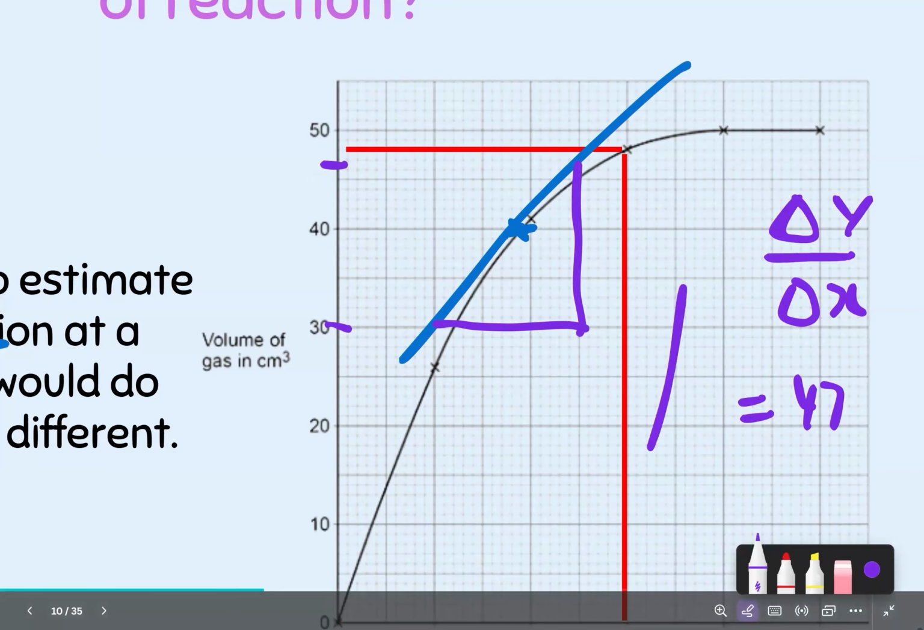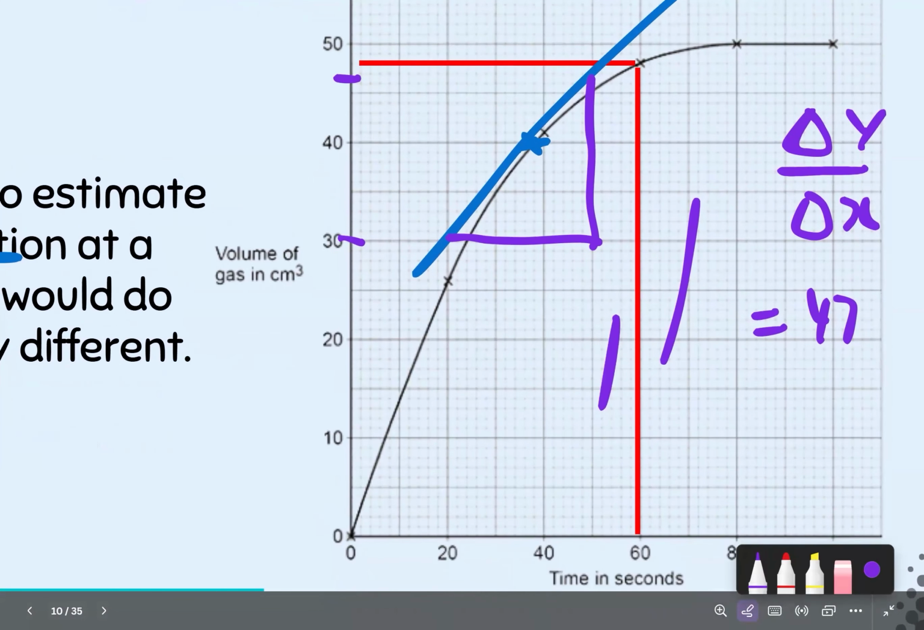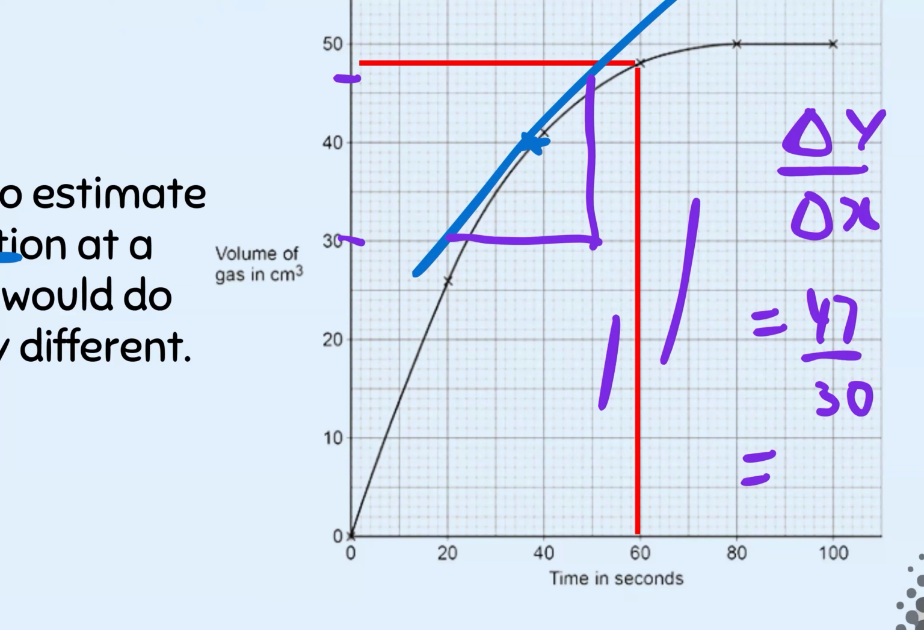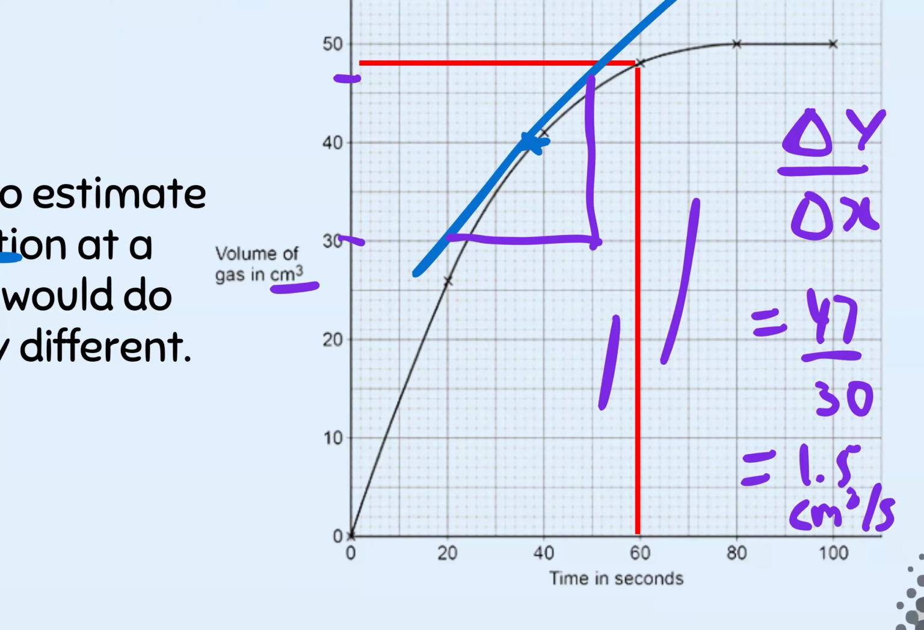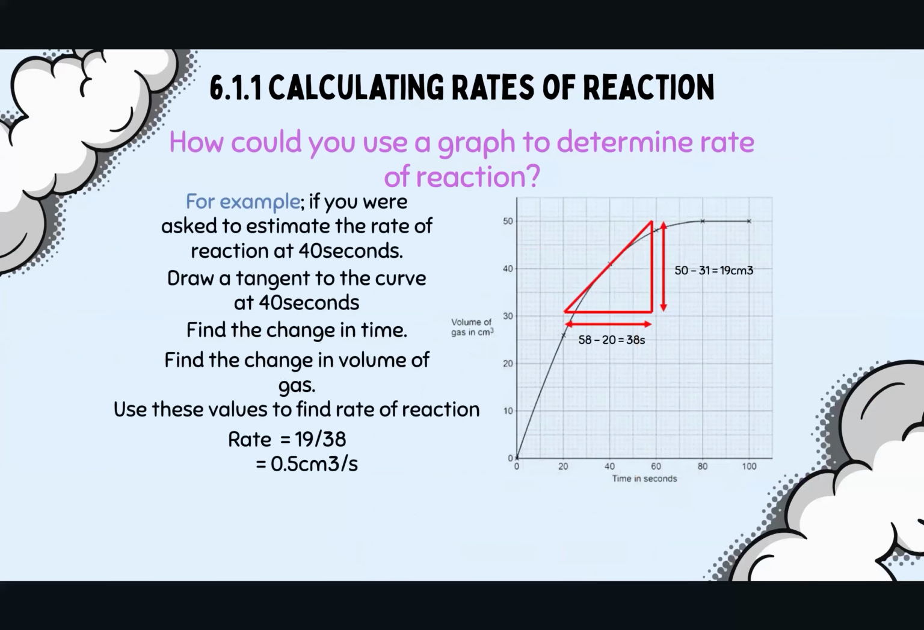Let me just get rid of this pen so I can move it down. It's gone from 20 to 50, so around 30. So 47 divided by 30, and that equals around 1.5. And we've got centimeter cubed here and seconds here, so the units will be centimeters cubed per second. And that will be just over 1.5. Let's see what it shows in the next slide.